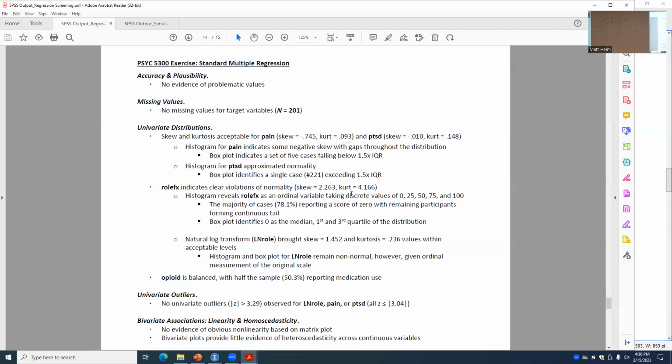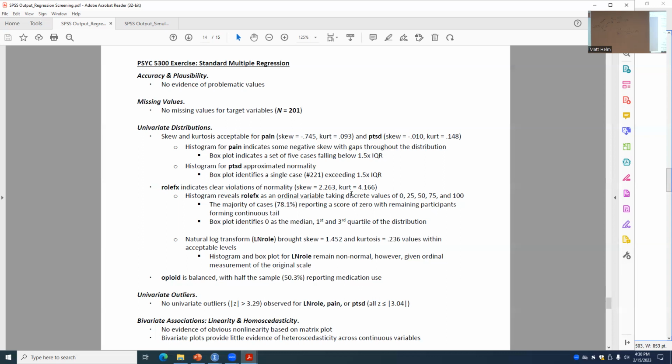Again, this is you taking on the stat consultant role and telling your client, hey, this is what's going on with this stuff, right? So we say we went through natural log, broad skew and kurtosis values within acceptable levels. Histogram for natural log of roll, still non-normal, but there's only so much we can do because it's an ordinal scale. You've only got 5 values. Transform doesn't magically create new values. It's just the 5 that we've got.